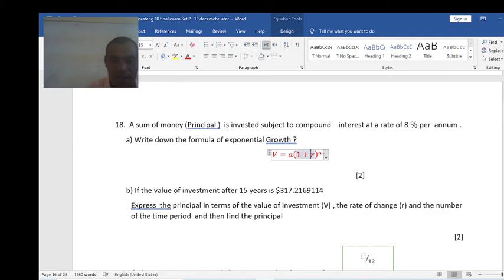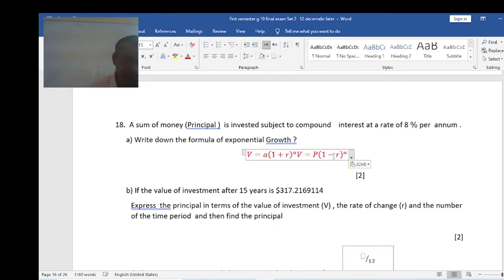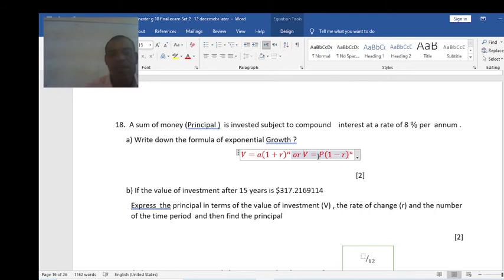Also, you can write this as, okay, do it again, Mr. Murad. Okay, alhamdulillah. Or you can write also, instead of writing A, write P. Okay, plus R. This is the formula. I will use this one, the second one.